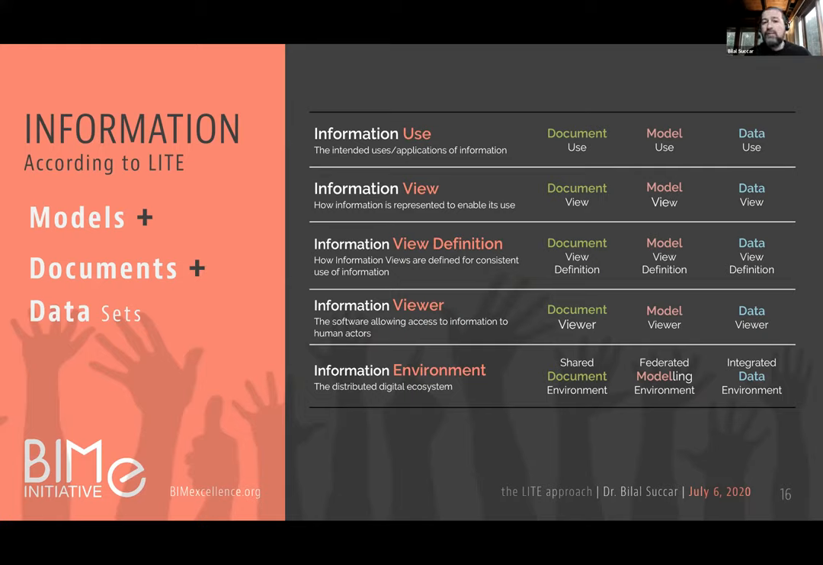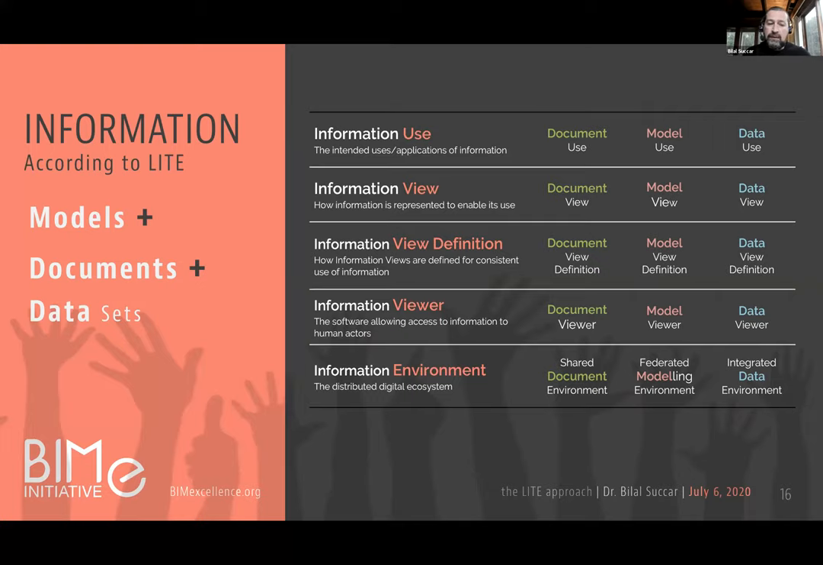And understanding information to be this combination of models and documents and data sets is very important to help us define it. And as we define it, we can manage it. And as we manage it, we can integrate it. And this progression is a progression of maturity. If you're familiar with the information and performance maturity work, you know that for anything to be integrated, it needs to be first well defined, and then it needs to be managed, and then it can be integrated.